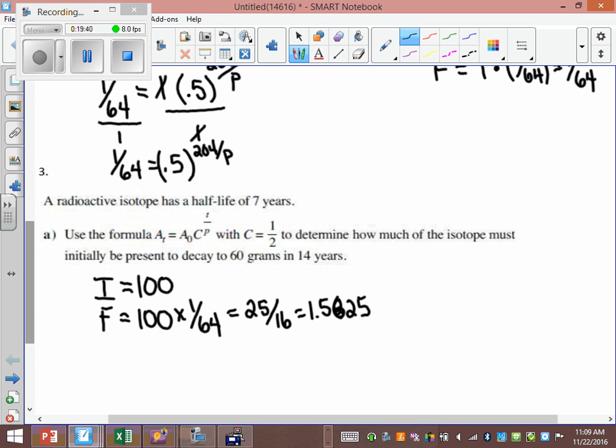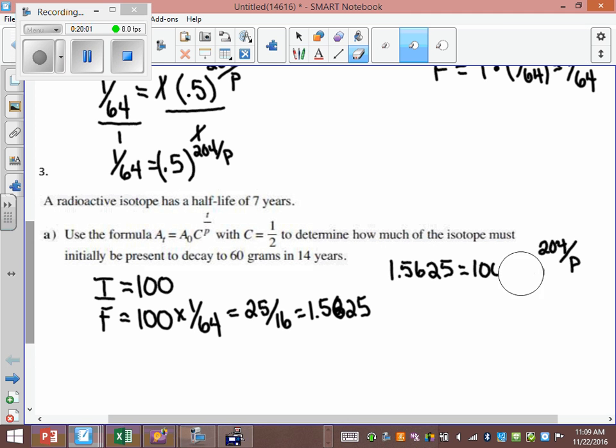So I picked 100 this time instead of 1. Okay? So my final is going to be 1.5625. My initial is going to be 100. Right? This is still 204 divided by P, right? It's a half. I don't know why I wrote 2. I'm going to write 0.5, so it's the same as last time.